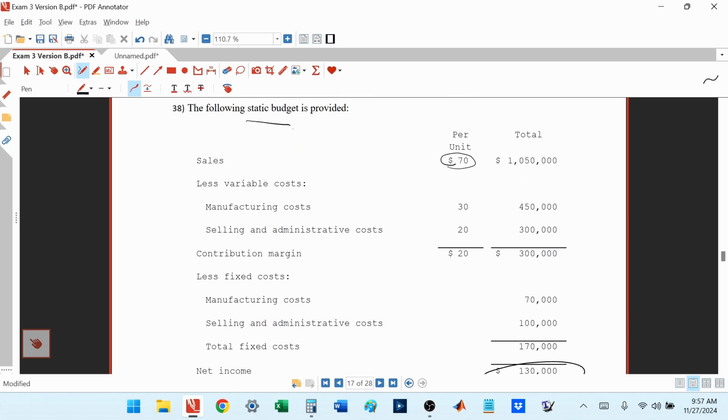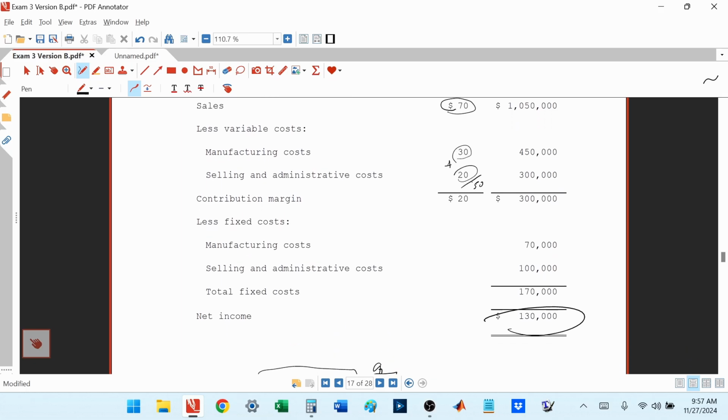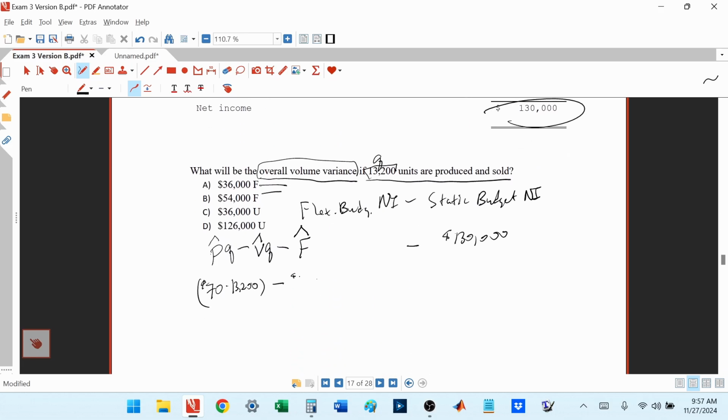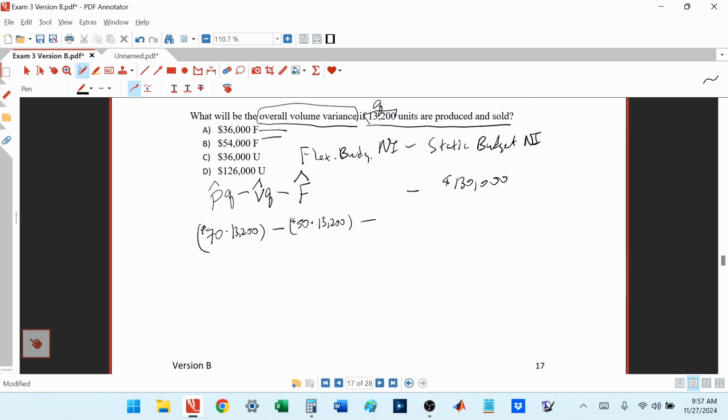Flexible budget variable costs, V hat times Q. There's two types of variable costs, manufacturing and selling and admin. The manufacturing estimated cost per unit, 30. The selling and admin estimated cost per unit, 20. So add those together and you get our total V hat of 50. Times a Q of 13,200. So that would be the flexible budget variable costs. And then the flexible budget fixed costs are the same as the static budget fixed costs. We just need the total here. So this would be flexible budget net income, and then subtract the static budget net income, and we have the overall volume variance.